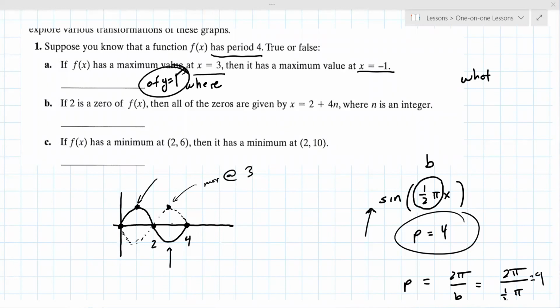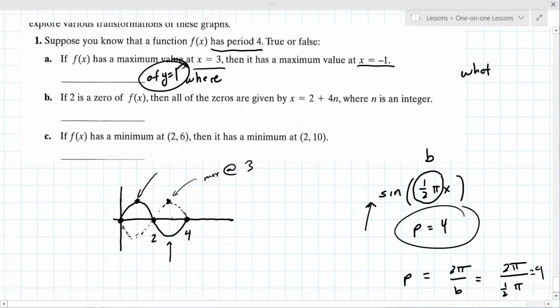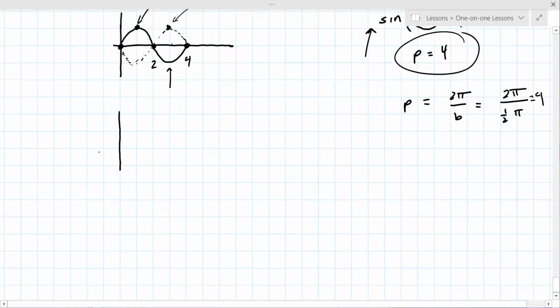So the answer is yes, right? Or true. No. The problem is that we need to draw more of this, because what I gave you is one possible thing. I also started mine at the origin. They want to do it at 3 and 1. So is it possible to have a maximum value at -1? Let's try drawing that.